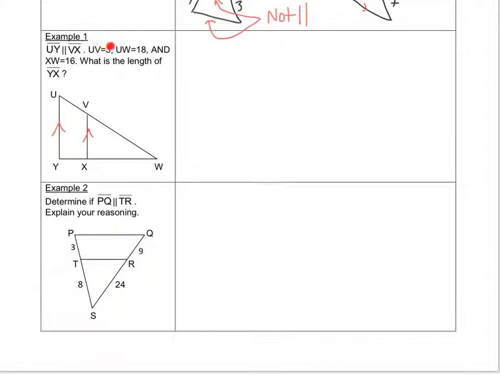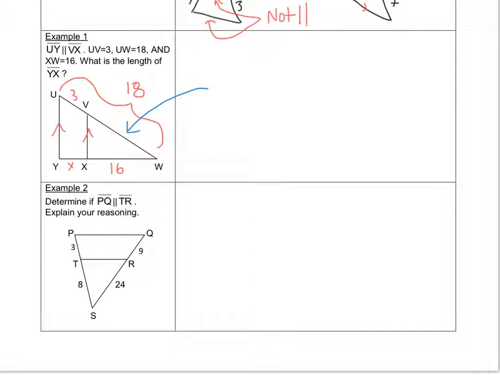Then it says that UV is 3 and UW, this whole length right here, is 18. And XW is 16. What is the length of YX? Okay, so I know by looking at this picture that this whole length is 18, but I'd like to know what this piece is. How do I find it?